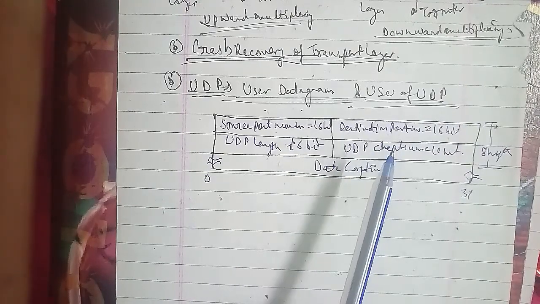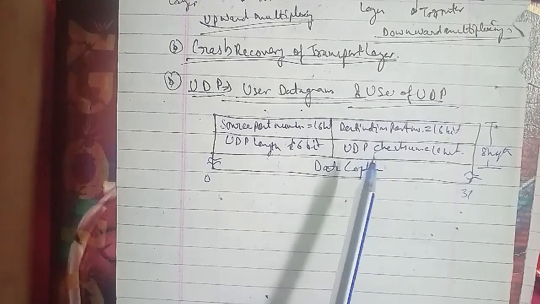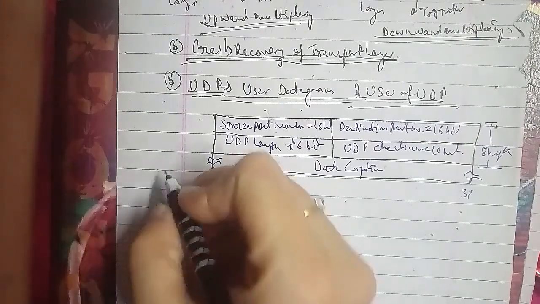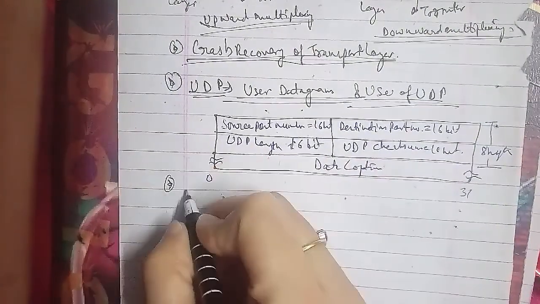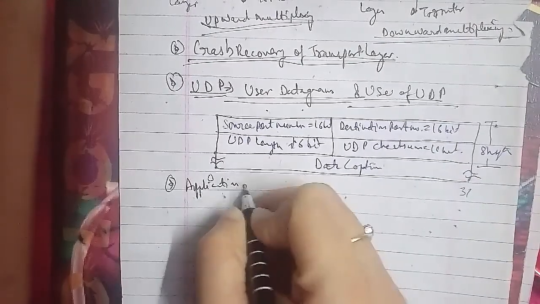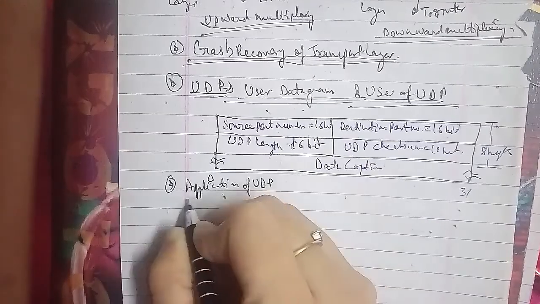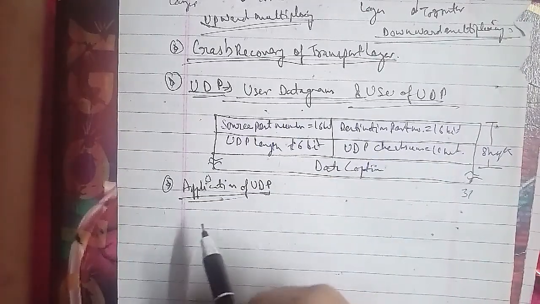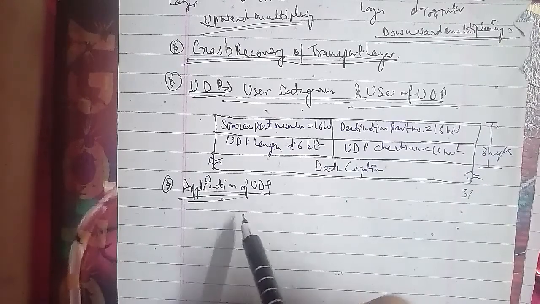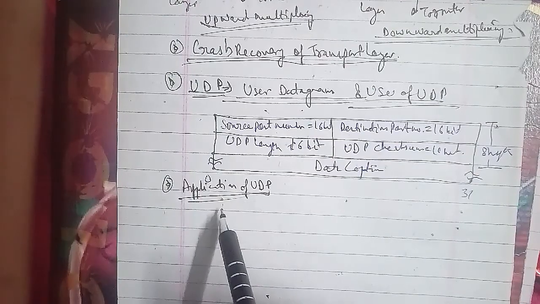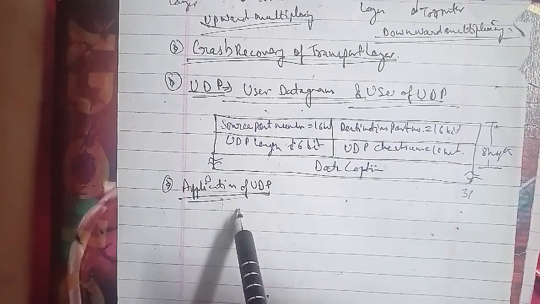Talking about the application of UDP. In the case of the application of UDP, there are three applications. The first is that UDP is used for some route updating protocols such as RIP, and UDP is used for multicasting, and it is suitable for processes with internal flow and error control mechanisms as well.